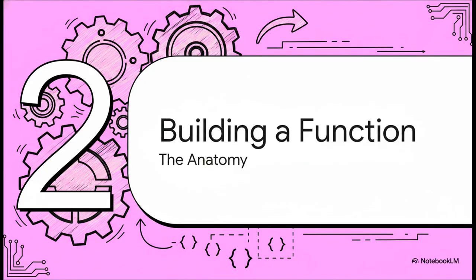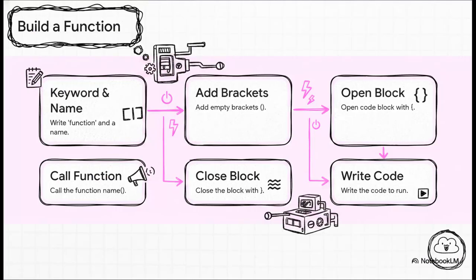Moving right along to part 2, building a JavaScript function, the anatomy. Let's systematically deconstruct this. Think of this as your assembly manual. Step 1, you just start with the function keyword and give it a logical name. Step 2, add some empty brackets. Step 3, open up your code block with a curly brace. Now step 4 is where the magic actually happens. That's where you drop in your real code. Step 5, close it all up with another curly brace. And finally, whenever you actually want to fire up this little machine, just call its name, followed by those brackets.